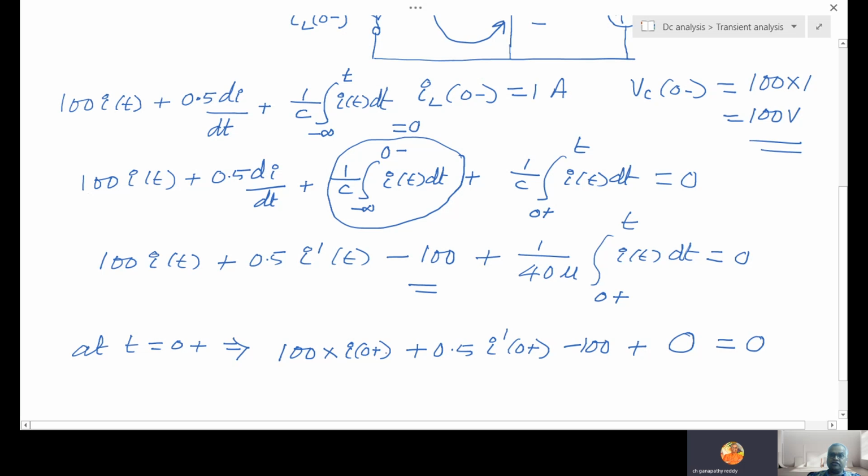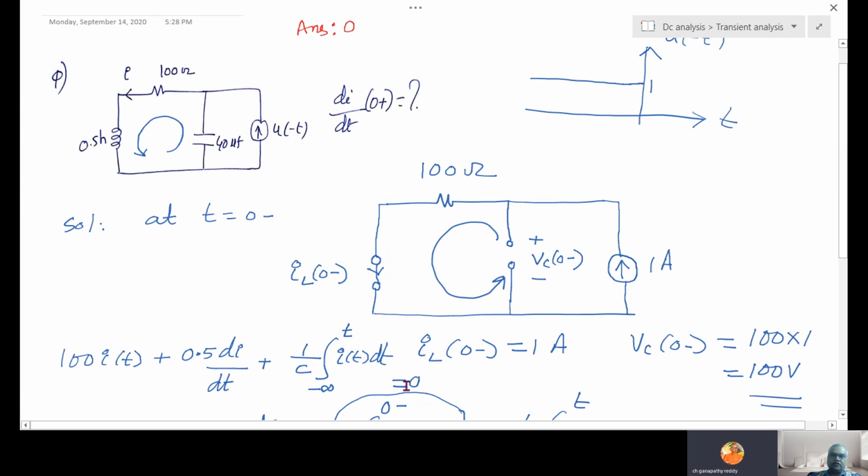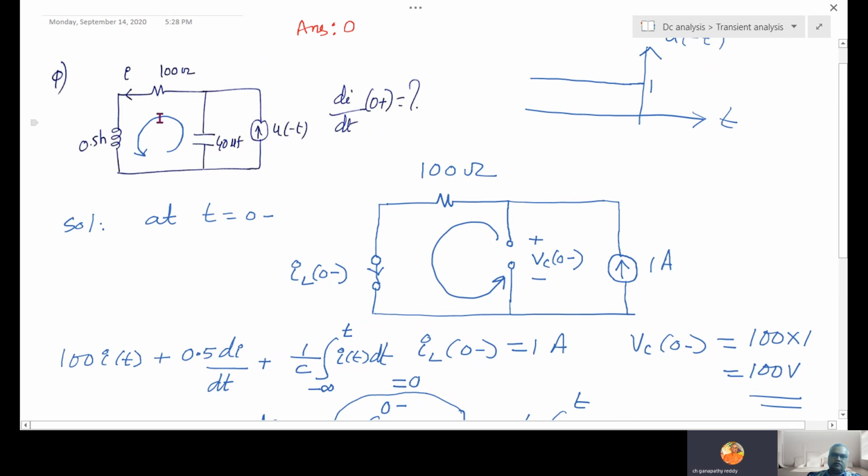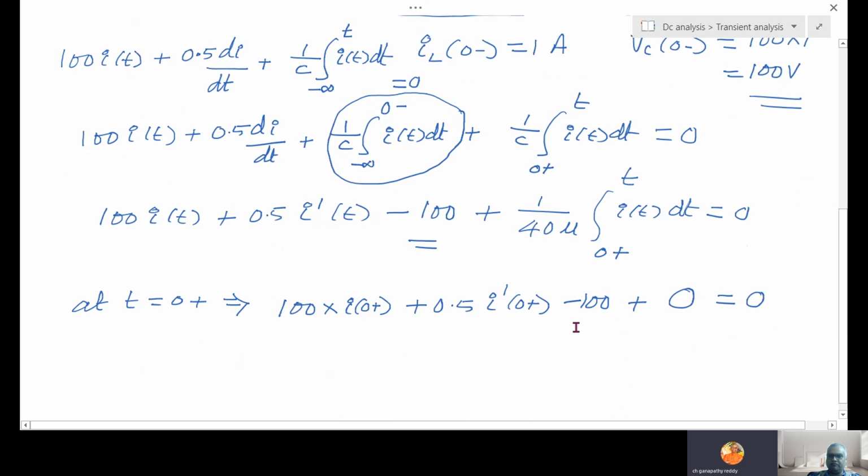So what do we need here? I0 plus. What is I0 plus? At 0 plus, the inductor is replaced with a current source. So what is the IL0 minus we got? We already got IL0 minus of 1 ampere. At 0 minus, the current flowing through this inductor is 1 ampere. Sudden change of current in an inductor is not allowed. Therefore, I0 plus is also the same, so 1 ampere.